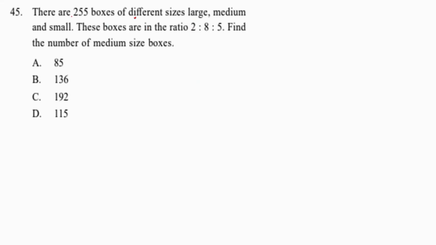Next question. There are 255 boxes of different sizes, large, medium, and small, divided in the ratios 2, 8, and 5. Find the number of medium boxes. The total is 2 plus 8 plus 5, which is 15 parts. Out of 15 parts, 8 parts are medium. So basically 8 by 15 of 255 is the medium size boxes.